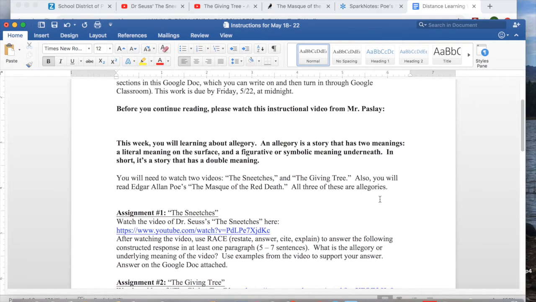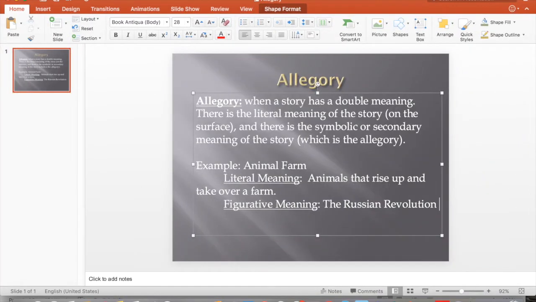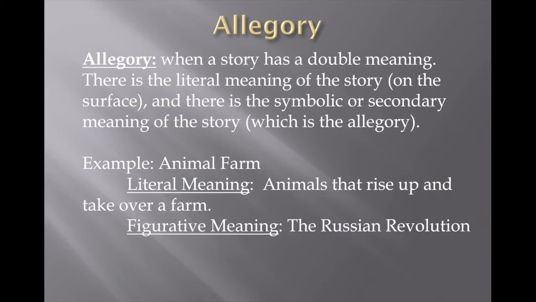So what is an allegory? An allegory is a story that has 2 meanings. It has a literal meaning on the surface and a figurative or symbolic meaning underneath. In short, it's a story that has a double meaning or parallel meanings. So here's a quick definition of allegory. Again, it's when a story has a double meaning. There is a literal meaning of the story on the surface, and there is a symbolic or secondary meaning of the story which is underneath, which is the allegory.